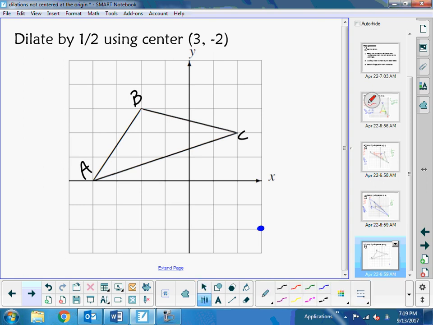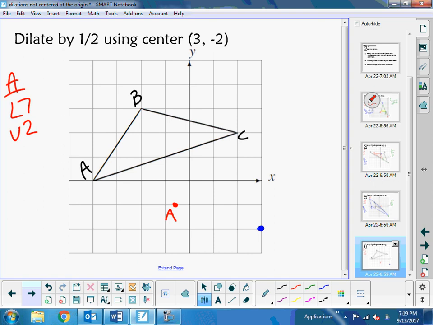Okay, so let's start with A. A, from that center is 1, 2, 3, 4, 5, 6, 7, up 2. So left 7, up 2. Multiply by half, that means I need to go 3 and a half. 1, 2, 3 and a half, and up 1. Here's my new A.